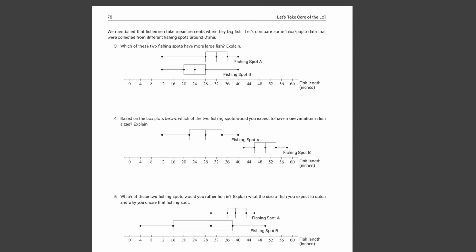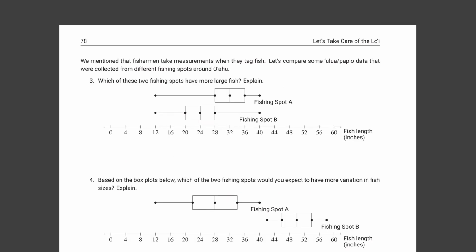In parts 3, 4, and 5 of this activity, we'll be comparing the data collected from pairs of fishing spots. Let's take a look at the box and whisker plots of the first pair of fishing spots in part 3. Please pause the video and think about which spot has more large fish, fishing spot A or fishing spot B.